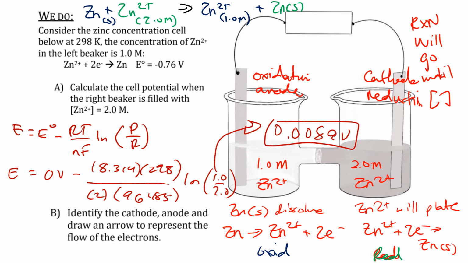Last question. Identify the cathode and anode and draw an arrow to represent the flow of electrons. Well, we kind of did that already. My cathode is the 2.0 molar side, and my anode was the 1.0 molar side. Remember that electrons flow from anode to cathode, so now you need to indicate that. So let's just use an arrow, and we'll say that electrons are going from the anode to the cathode. All right, if you have any questions, please let me know. Thanks.